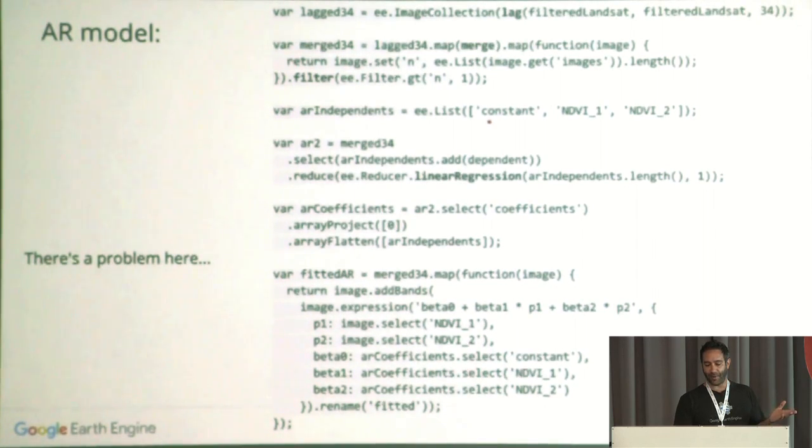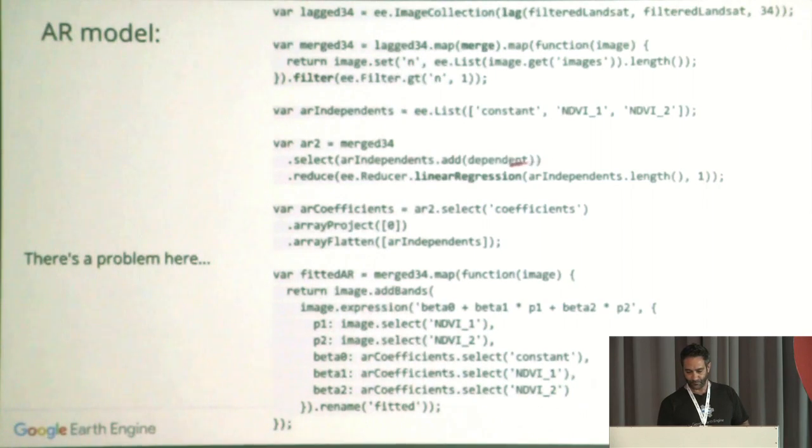And here are the independents. We have a constant, and we have NDVI at time t minus 1, and we have NDVI at time t minus 2. And now we're just doing linear regression on this stuff. So we're going to take the independents, add the dependent band, and reduce it with the linear regression reducer. And we have this number of independents. It's 3. It's a constant. It's time t minus 1. It's time t minus 2. And we have one dependent. It's NDVI at time t.